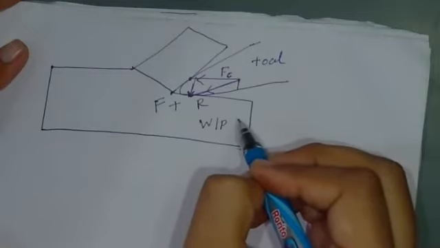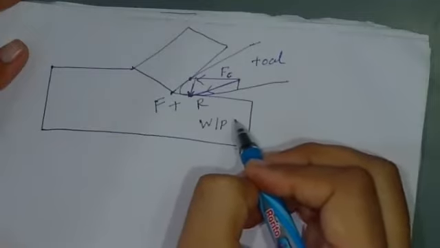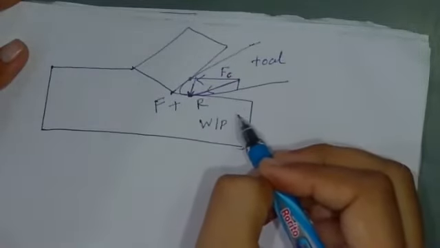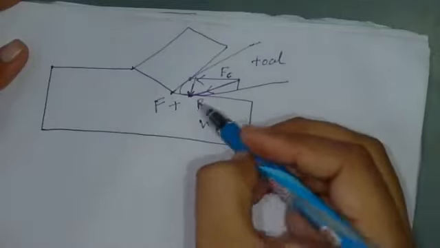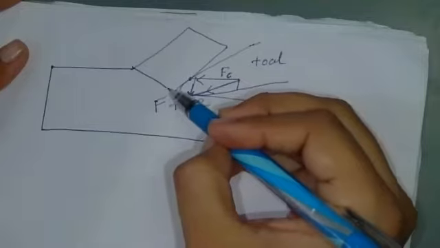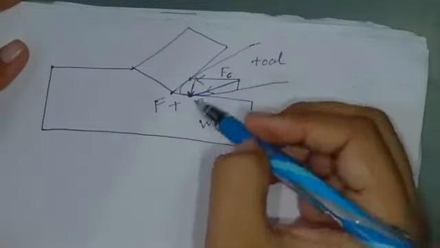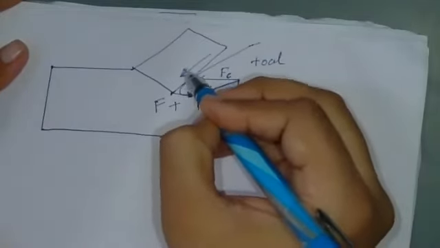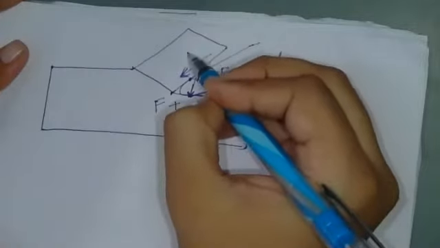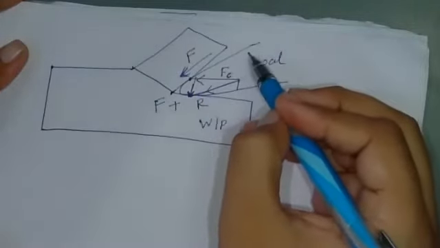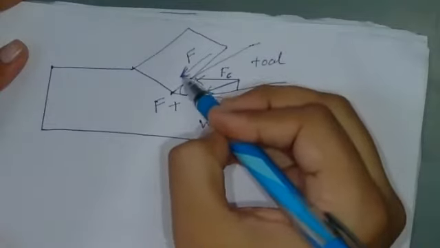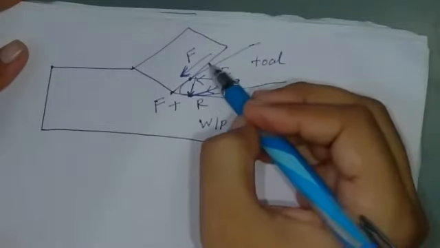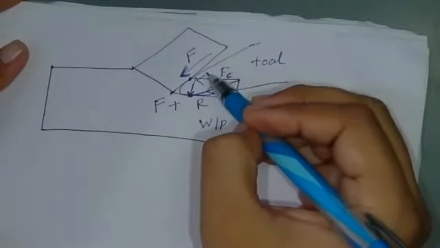These are the forces which are being applied by the cutting tool, and on the cutting tool there are again some forces which are appearing. The first one is the friction force. See, the chip is moving upside, so the friction force will be just downwards. Let's say the friction force is F, then this friction force will act on this chip in the downward direction.